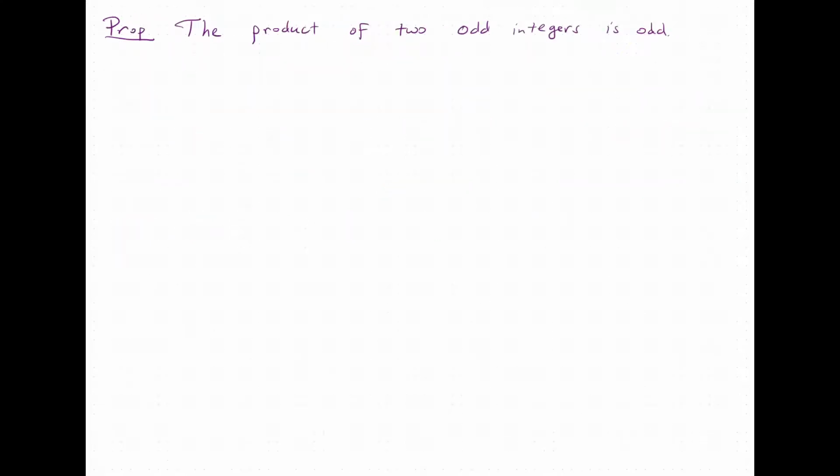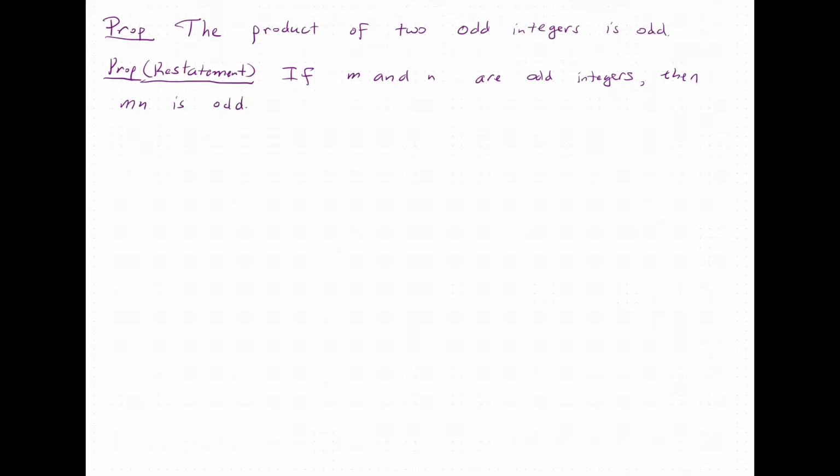So let us do another proof. So here we have the product of two integers is odd. So let's restate this. We can restate this in the following way. So we can say if m and n are odd integers, then m times n is odd. And now we can go ahead, we can start our scratch work.